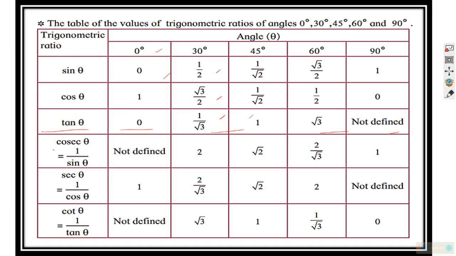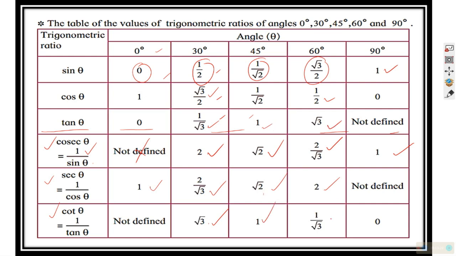Now you learned new ratios named cosec, sec and cot theta, which we know is 1 upon sin theta, that means the inverse of sin theta. Inverse of 0 is not applicable. But inverse of 1 upon 2 is 2. Inverse of 1 upon root 2 is root 2. Inverse of root 3 upon 2 is 2 upon root 3. Inverse of 1 is 1 itself. So we took the inverse of cos theta and wrote 2, root 3, root 2, 2 over here, and the inverse of tan theta, where it is not defined, root 3, inverse of 1, and inverse of root 3 is 1 upon root 3.